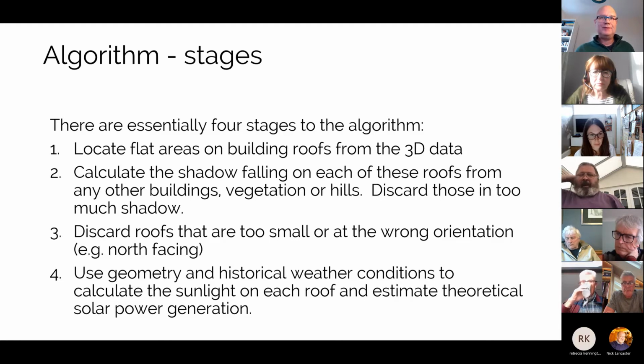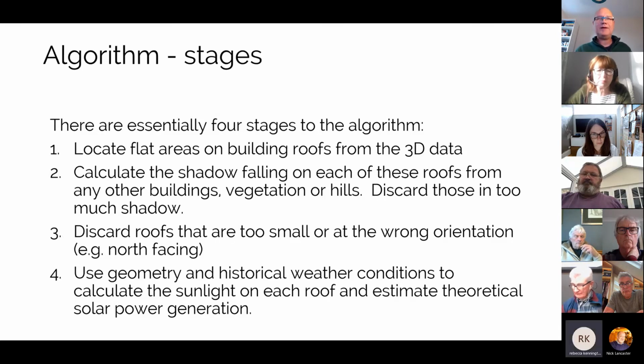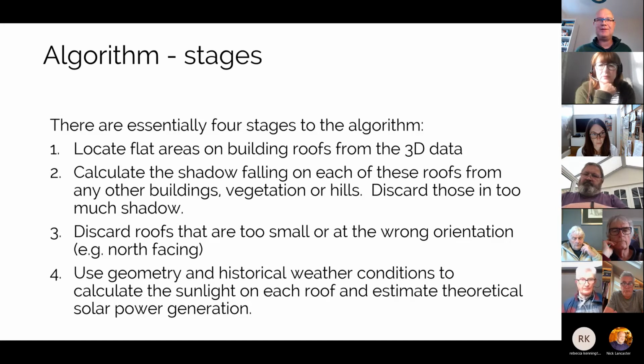And then finally we use kind of geometry and like historical weather conditions to estimate how much sunlight lands on each of those roof areas and work out how much energy you might get from each roof over the course of a year. So there's two things going on here. One, you're making a calculation as to how much sunlight is falling on each pixel, if you like, and the second one is we're trying to carve this up into roof shapes and then eliminating those ones that don't meet the criteria.